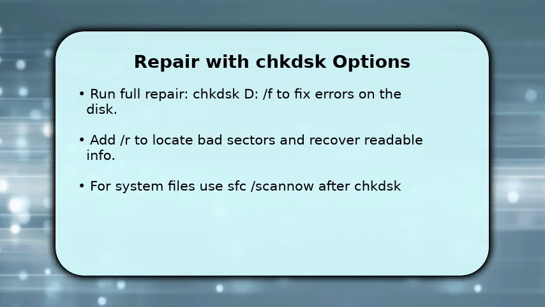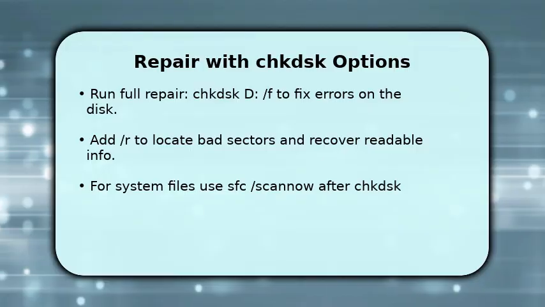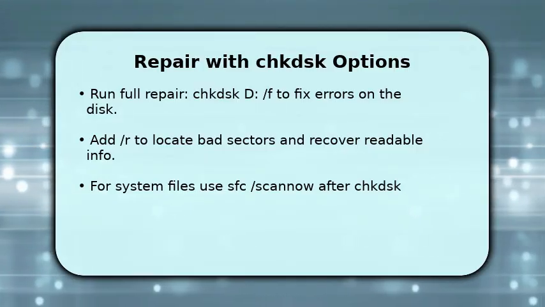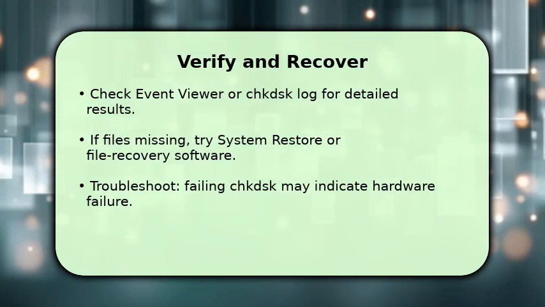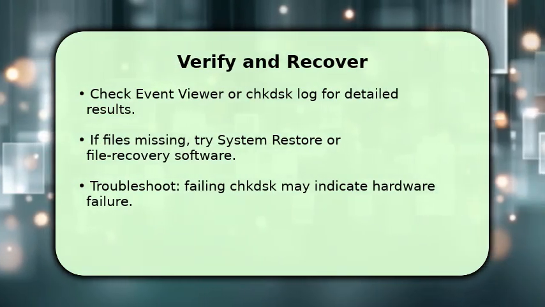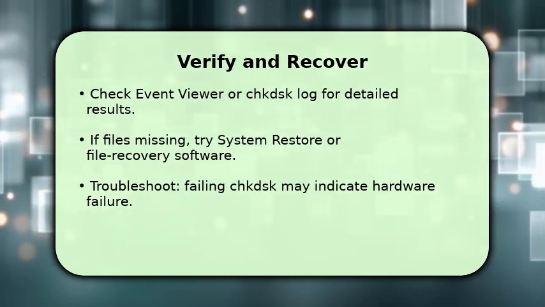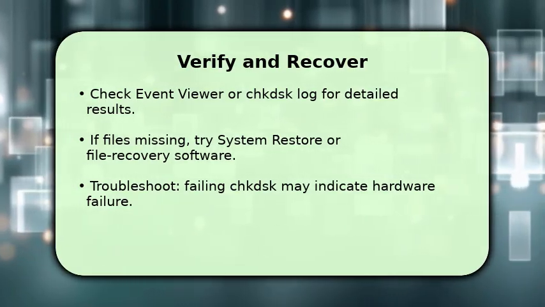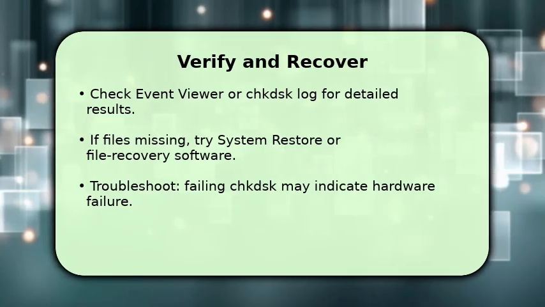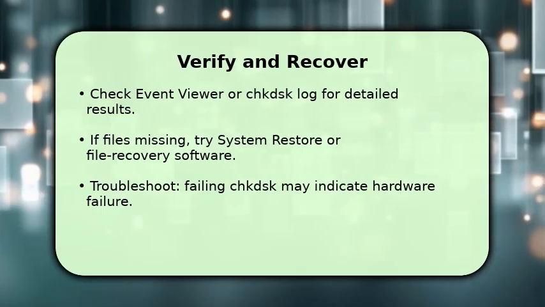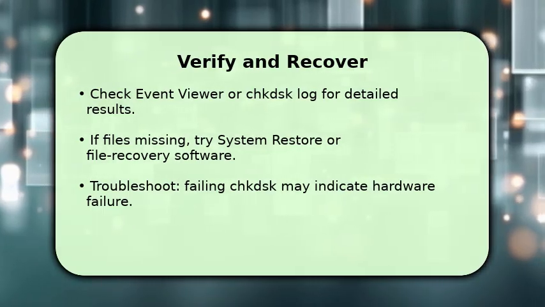files. Diskpart can help if the drive is unmounted. List the disk, select it, then attempt online or attributes clear if necessary. Finish by verifying results. Open Event Viewer or examine the chkdsk log to confirm errors were fixed and note remaining bad sectors. If important files are missing, stop writing to the drive and use file recovery tools or a system restore point to recover data.